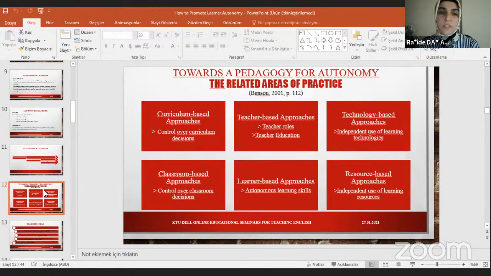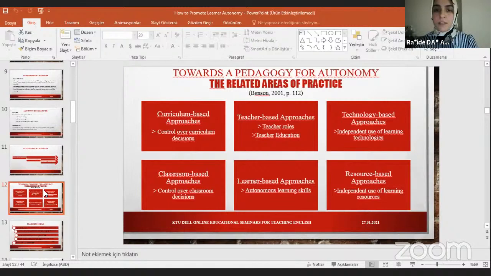For instance, curriculum-based approaches, it might be a utopian idea, but you may have control over your curriculum decisions. So let's take this and narrow it down to your class, so you can have control over your syllabus. So that's why you can share your control over the syllabus with your students. When you have a look at teacher-based approaches, teacher roles are important here to help your learners become autonomous. So we will talk about what kind of roles you should have.